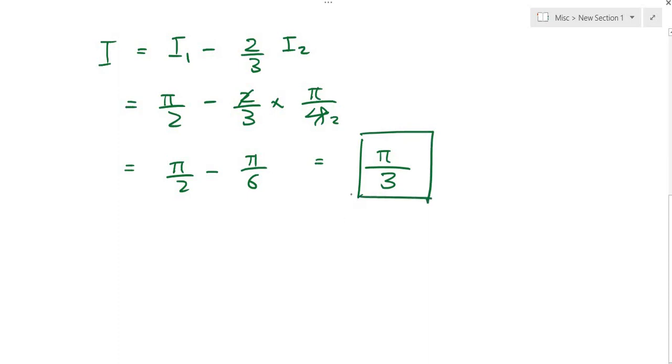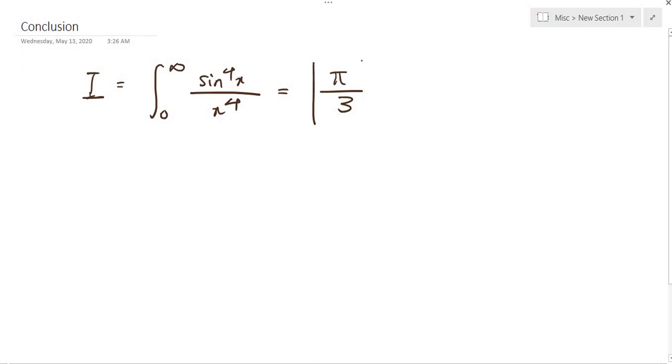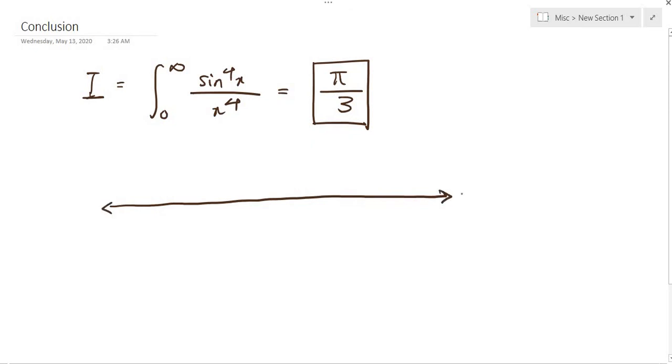Now it's time to draw a conclusion. So we had our I that we defined to be the integral from 0 to infinity of sine to the 4th of x divided by x to the 4th being equal to nothing but pi over 3. So before ending this video, I would like to draw your attention to something else. The graph of this integrand over here looks something like this.